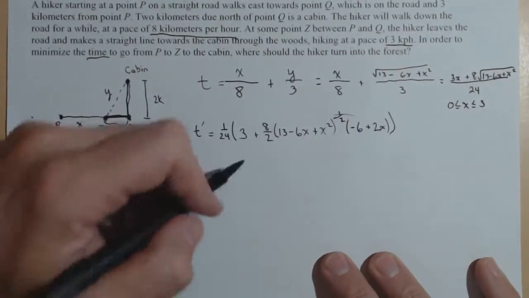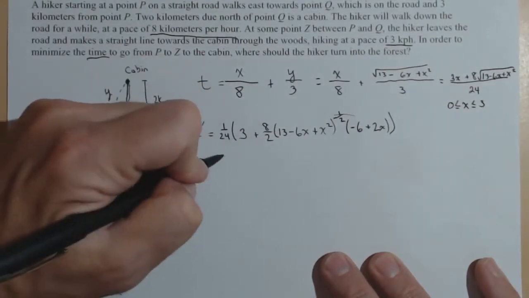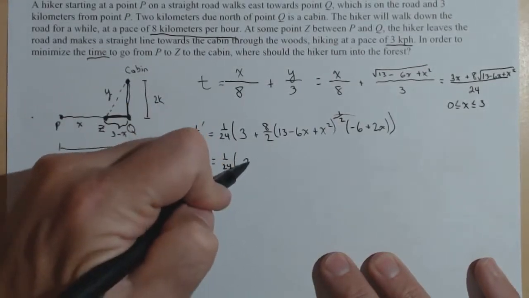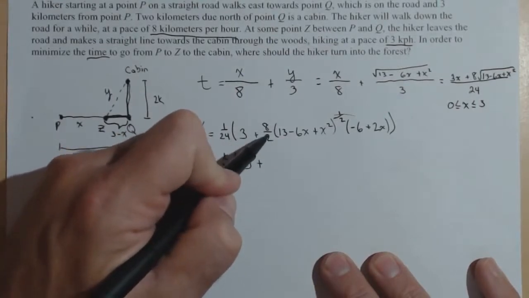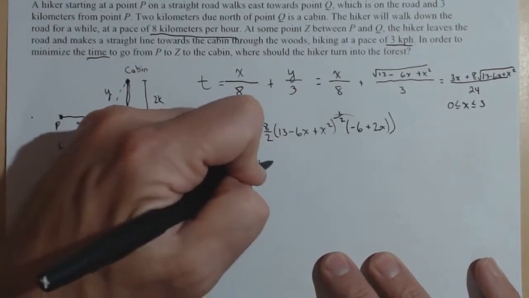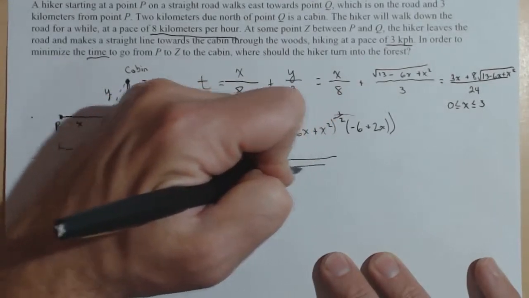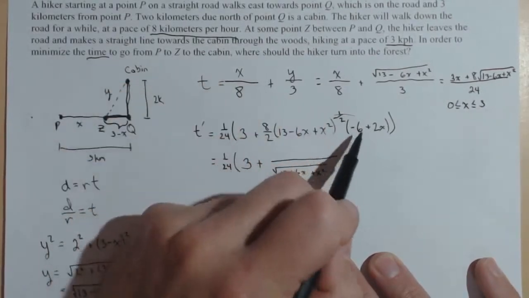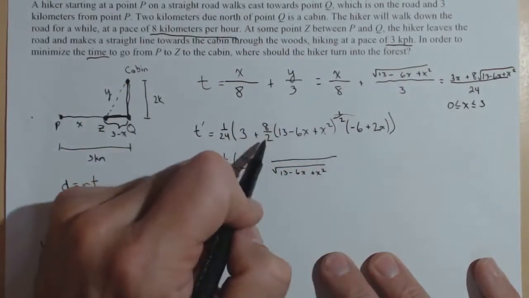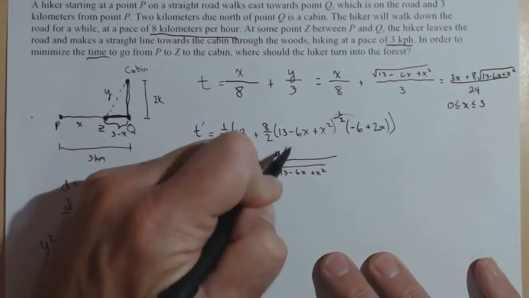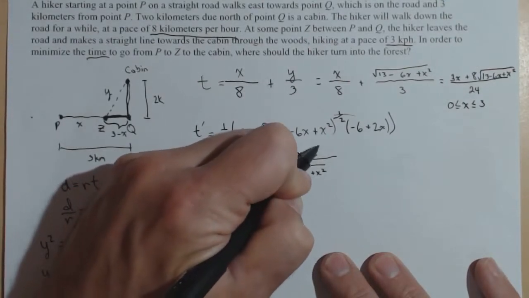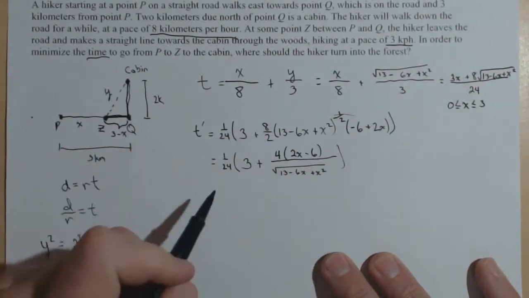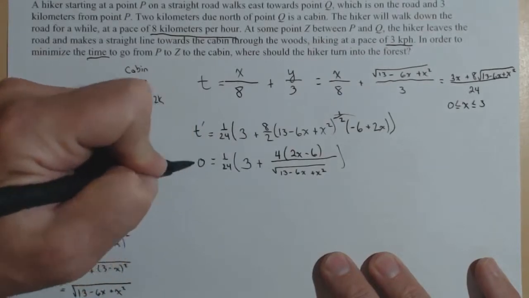Now, we need to figure out where this thing is 0. So I've got the 1/24th, and now inside my parentheses I'm going to simplify a little bit. 3 plus 8 over 2 is 4. This is all going to the denominator, the square root of 13 minus 6x plus x squared. In the numerator, I'm going to change the order. I've got 4 from the 8 halves, and I'm going to write this as 2x minus 6 instead of negative 6 plus 2x. So that is going to get set equal to 0.